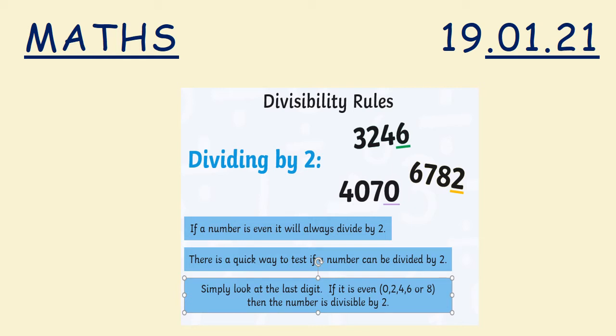Here is an example. 3246 ends in 6, so we can divide this number by 2. 6782 ends in 2. It's an even number. Yes, we can divide it by 2. 4070, the last digit is 0. It's an even number, so it can be divided by 2 as well. So we just look at the last digit when we divide by 2.